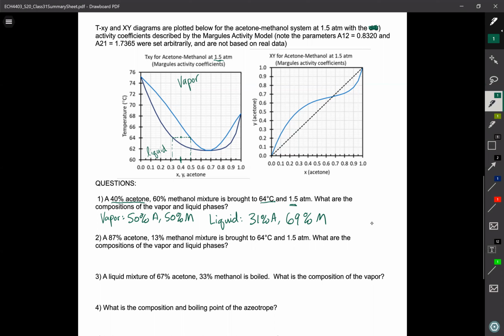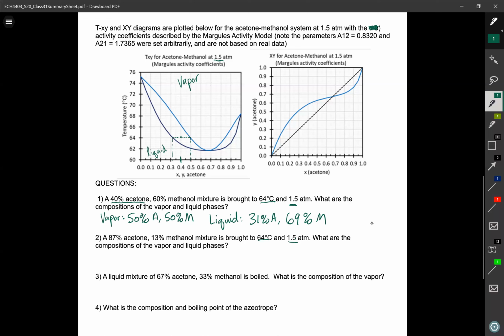All right, number 1 wasn't too bad. Number 2 says an 87% acetone, 13% methanol mixture is brought to 64 C and 1.5 atmospheres. Interestingly, these are the same temperature and pressure. So your first instinct might be, well, Gibbs phase rule, remember, is 2 plus 2 minus 2 in this case, which means if I set 2 of the intensive variables, and I've set pressure and temperature here, then that sets my mole fractions, right? And that is right in some sense. However, it's not the same value. So you can't just say if my pressure and temperature are the same, then my mole fractions are the same. You have to use the diagram, and the presence of this azeotrope messes it up a little bit.